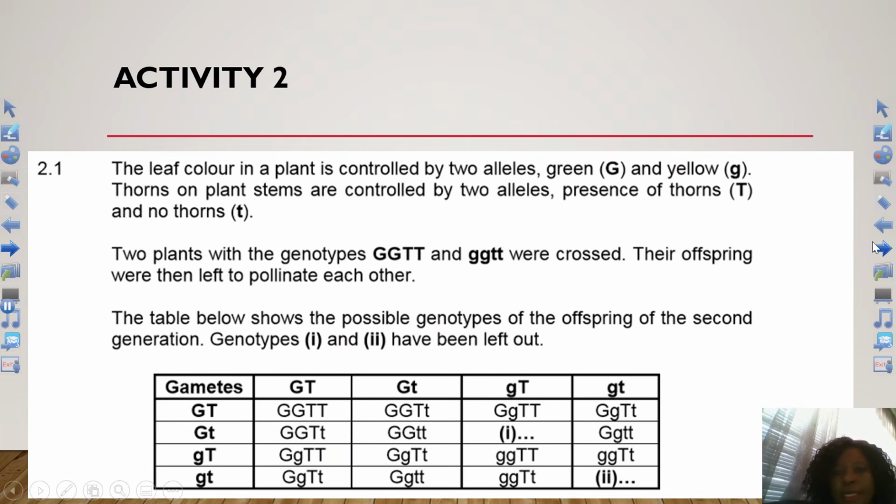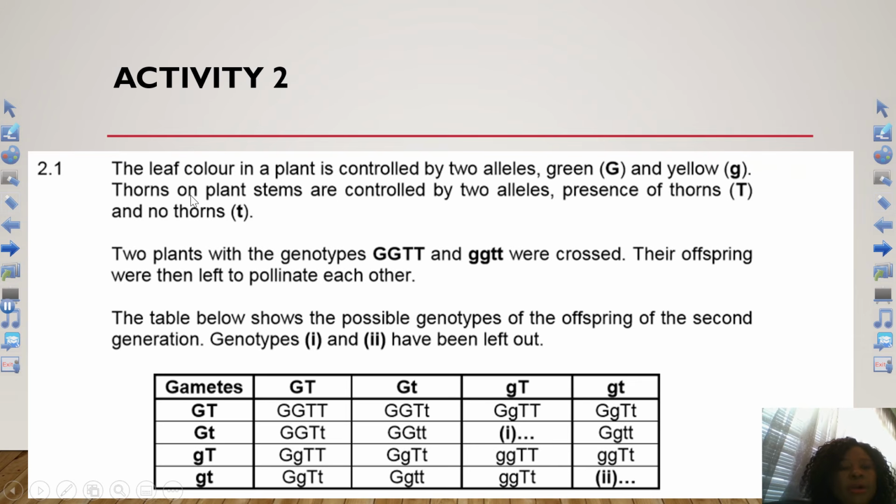Just a second example taken from a past exam paper. Here it says the leaf color in a plant is controlled by 2 alleles. There's the allele for the green color, which is dominant because we see that it is represented with a capital letter, and yellow leaf color is recessive because it is represented with a small letter g. That is the first characteristic being investigated here, the leaf color.